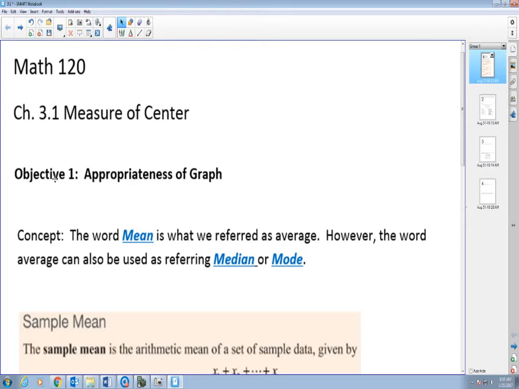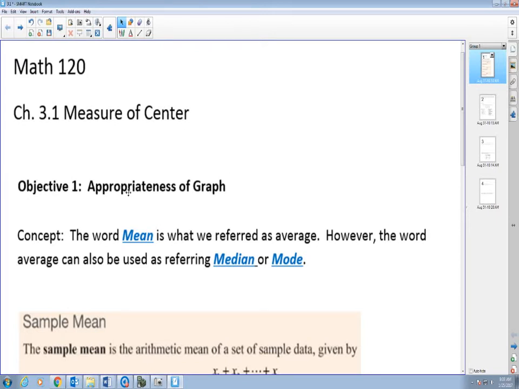Sorry about this title right here. This is the title from the previous session. I copied it. All right.